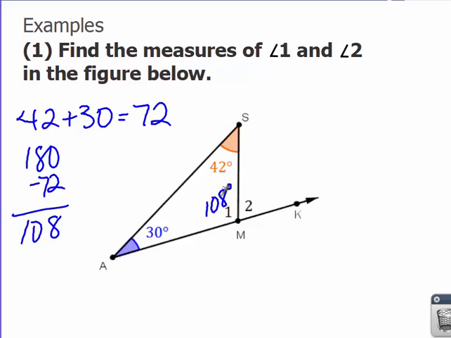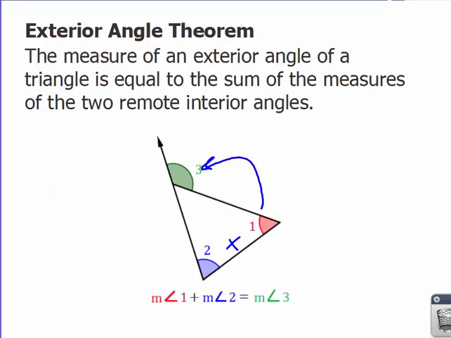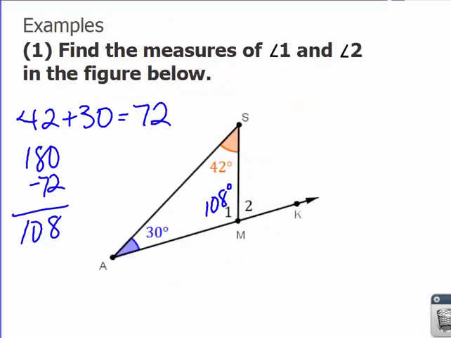Now, if I know the measure of angle 1, I could subtract this from 180, and that would give me the value of angle 2. Or we could just look at the fact that based on that theorem we just said, if I take these 2 angles and add them together, I will get the exterior angle. Isn't that what I just did right here?